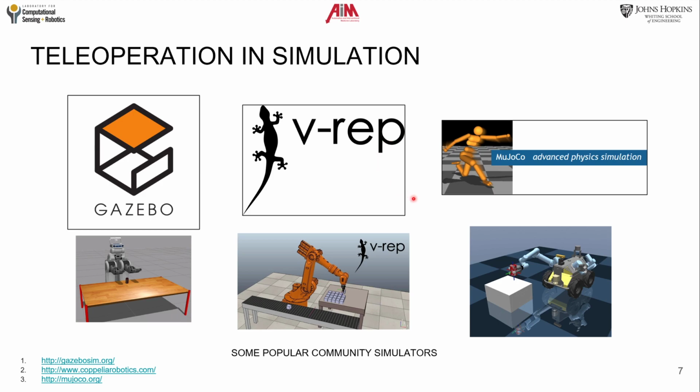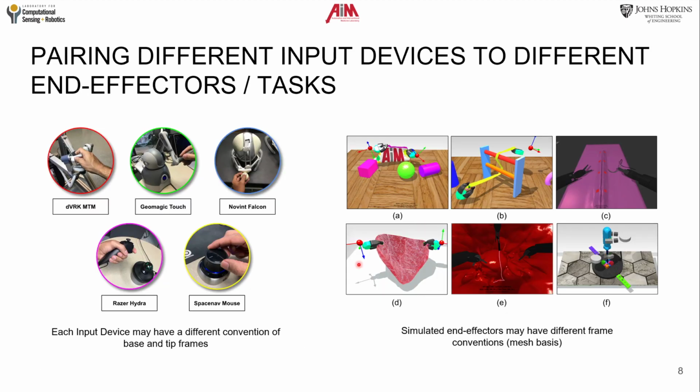Controlling a simulated robot using a physical input device is in many ways similar to the teleoperation of a remote system. In this regard, simulators offer a low-cost solution to carrying out user training and prototyping a teleoperation system. There are several popular community simulators such as Gazebo, VREP, and Mujoco that support the robust simulation of robots, mechanisms, and bodies. Unlike commercial platforms, different input devices can be used to teleoperate different simulated robots for different tasks.